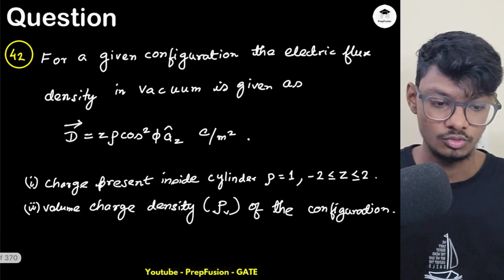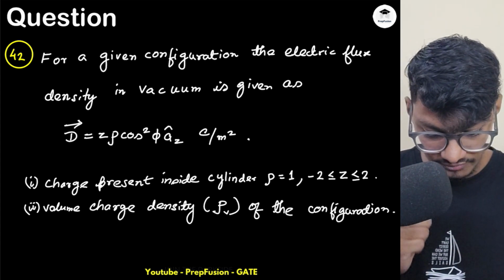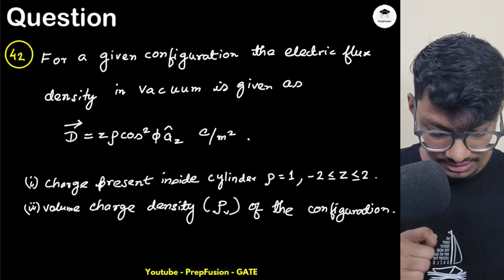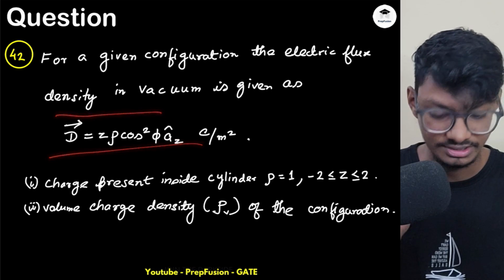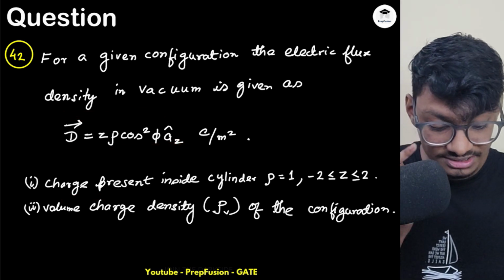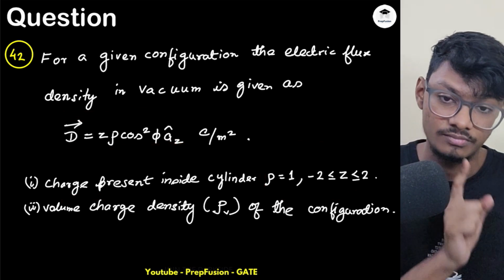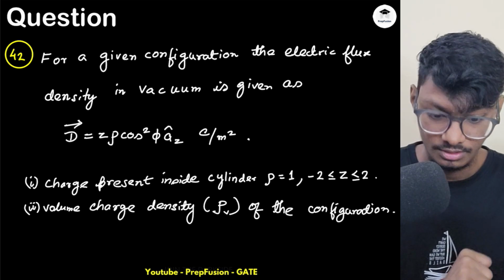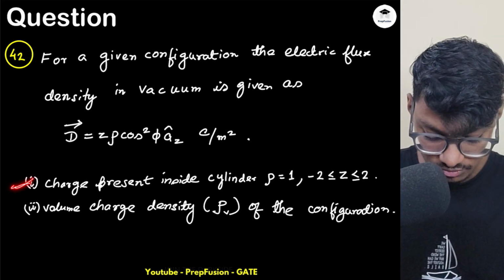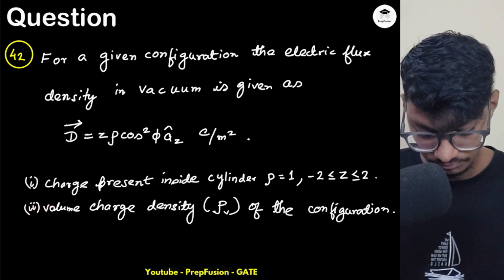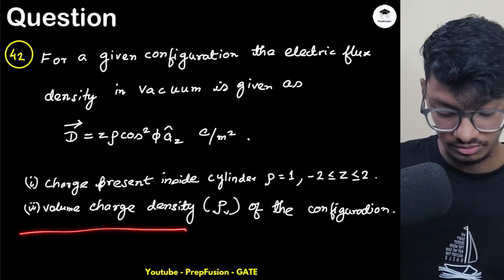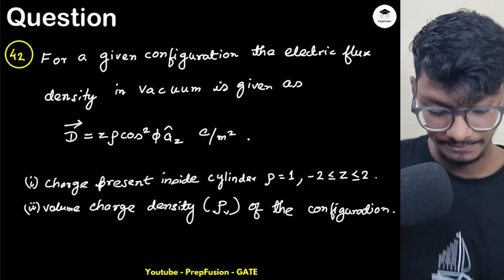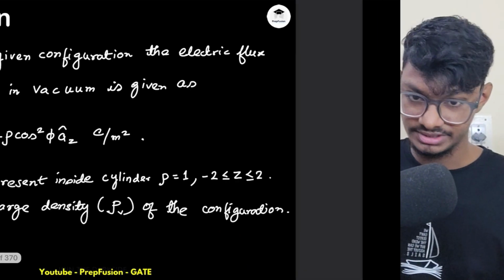So let's do one question on this. We have a question: for a given configuration, the electric flux density in vacuum is given as this. Find the charge present inside the cylinder, rho equals 1, from z equals minus 2 to plus 2. Let's solve the first part, then I will solve the second part. In the second part I have to find the volume charge density rho v. So how do I find the charge present?